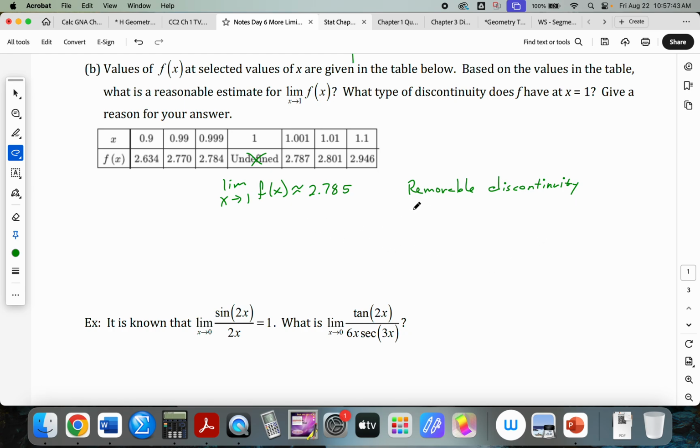How do I know it's a removable discontinuity? Because the limit as x approaches 1 of f of x exists, but f of 1 does not exist. That's the definition of a removable discontinuity, which is maybe why you don't talk about it before you get to higher level math classes, because you haven't talked about limits.